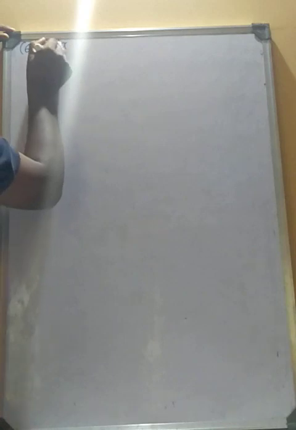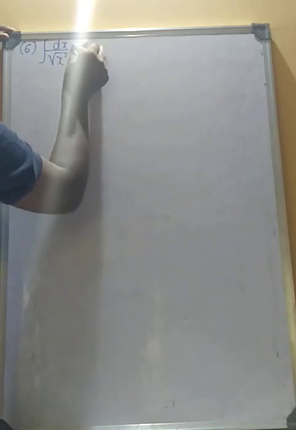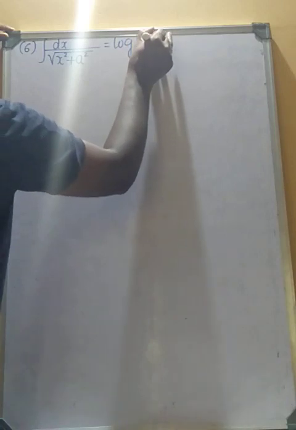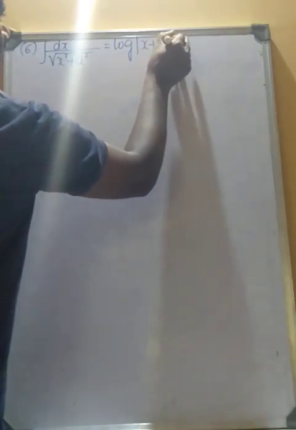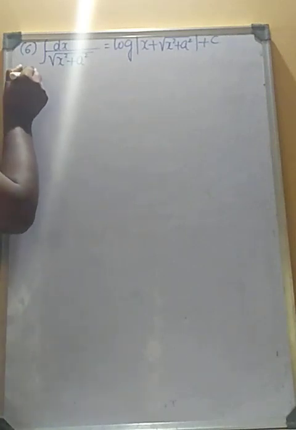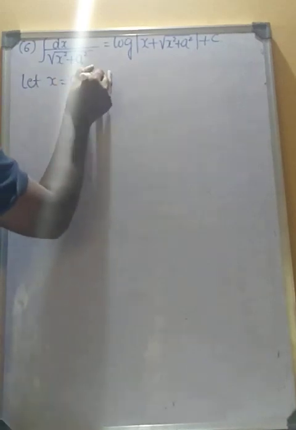The next one: integral of dx divided by root of x square plus a square equals log of x plus root of x square plus a square plus c. Proof: let x is equal to a tan theta.